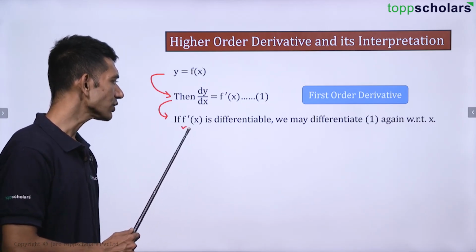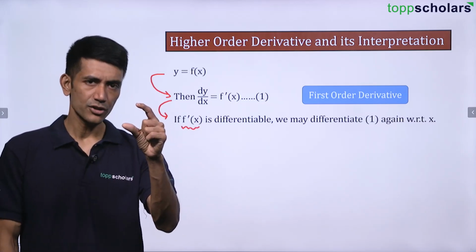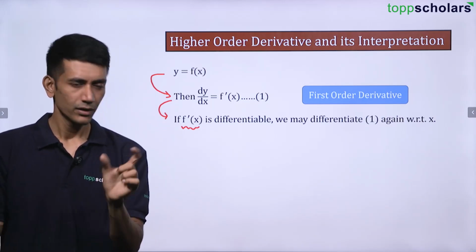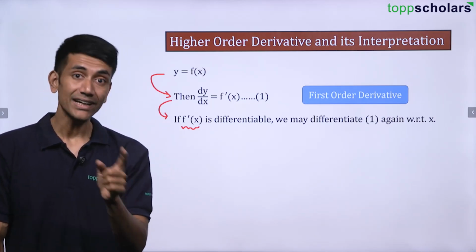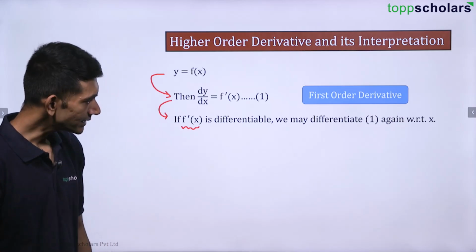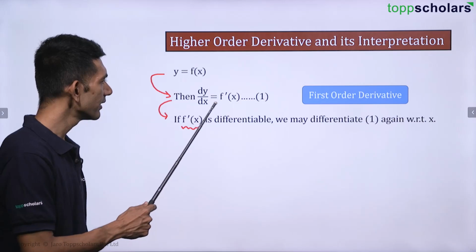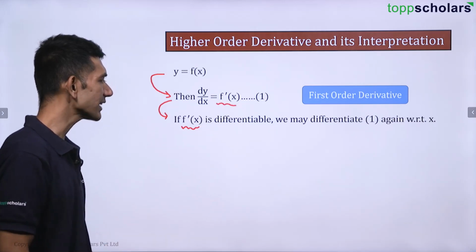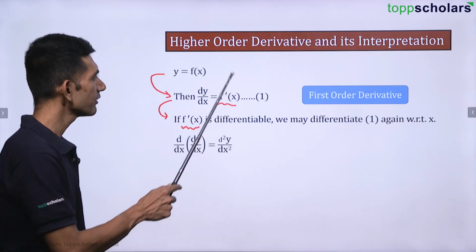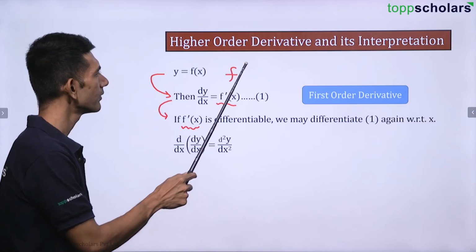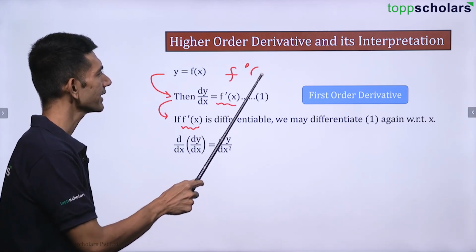So, if f(x) is differentiable, you took the derivative, you got f dash of x, that should also be differentiable. If that is differentiable, we can differentiate it one more time with respect to x, and then that will become f double dash x.